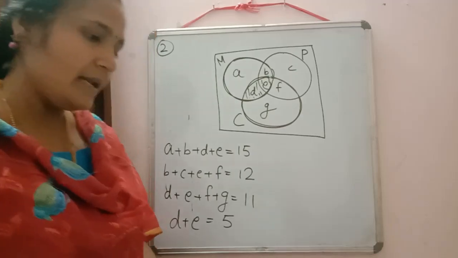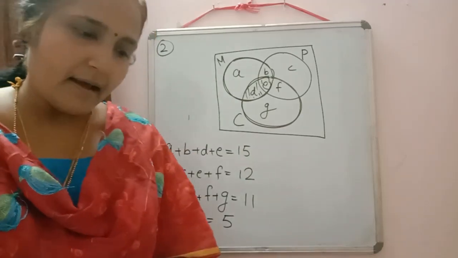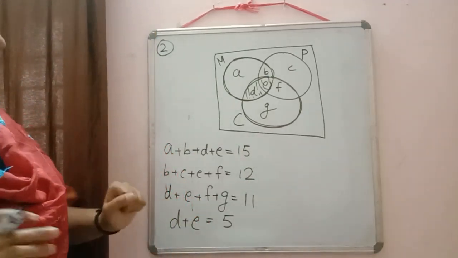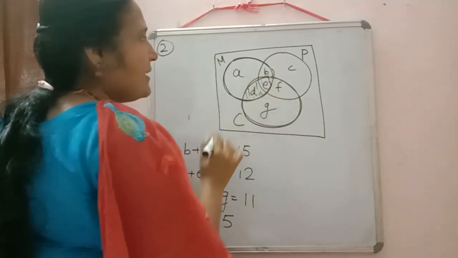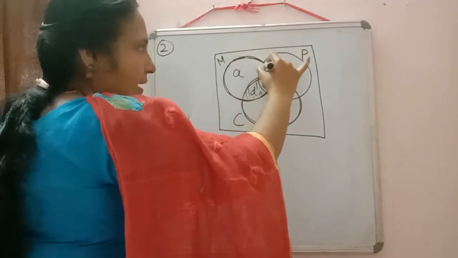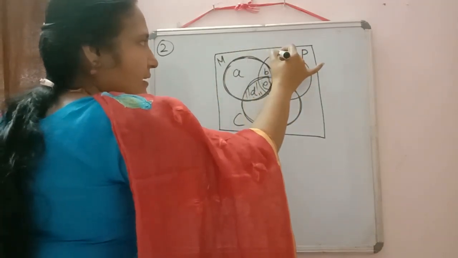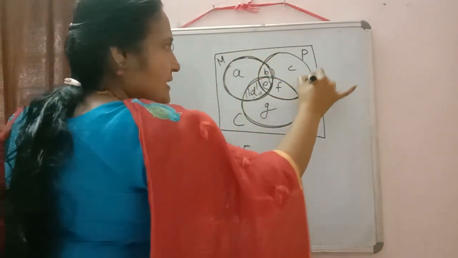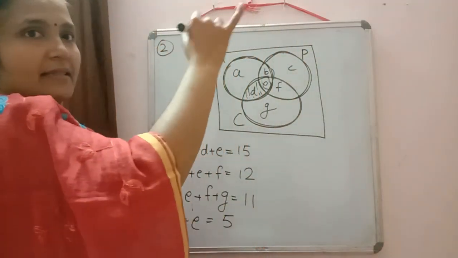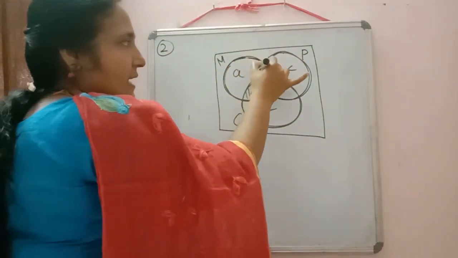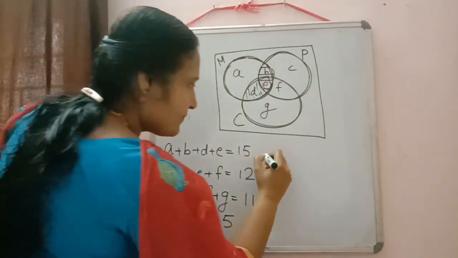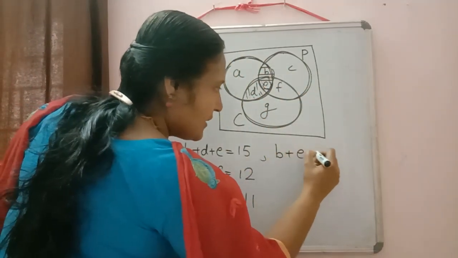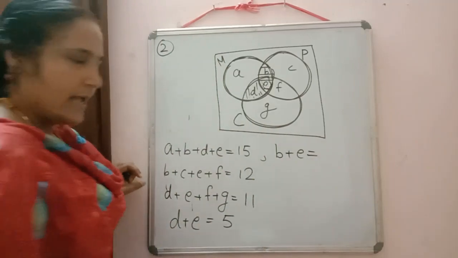Then next one, 9 had taken mathematics and physics. 9 students have taken. So again we can check the common region, mathematics and physics. The region which is common to both mathematics and physics, that is B and E. So we will write here B plus E is equal to, what is given? 9.